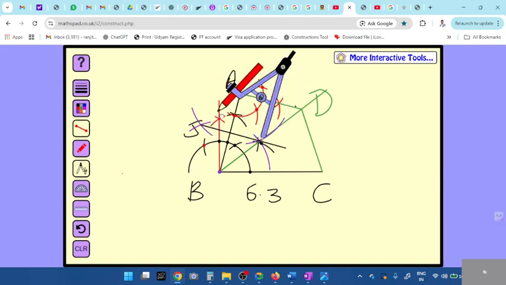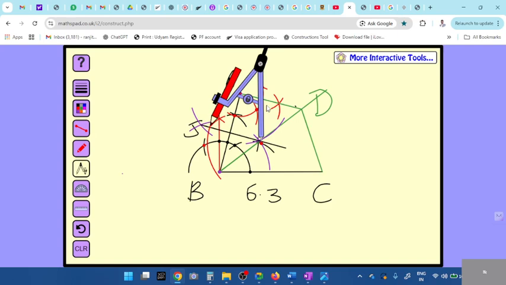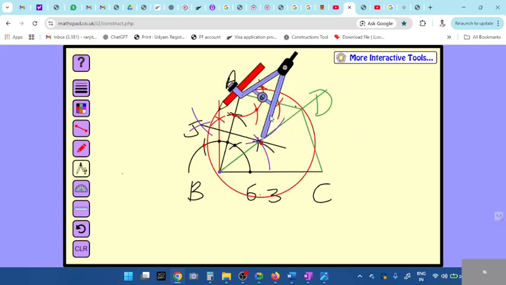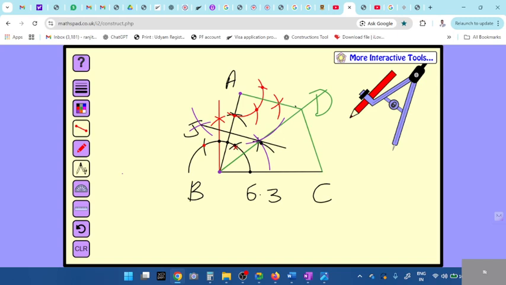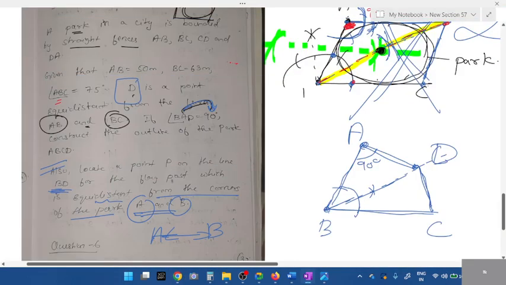Look, from P, if I draw, it is almost equal. Okay, this is point P. You get a quadrilateral. No circle is required because they haven't mentioned anything here. From the corners of the park, A and B.